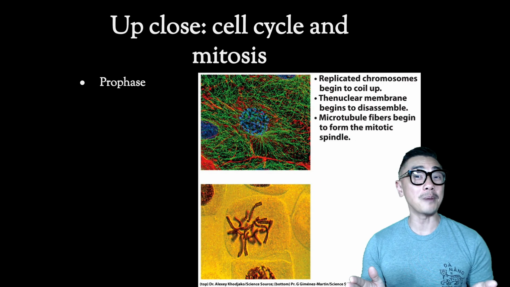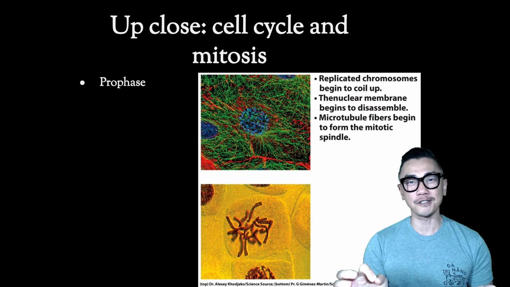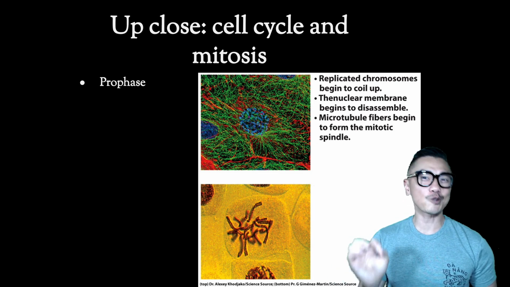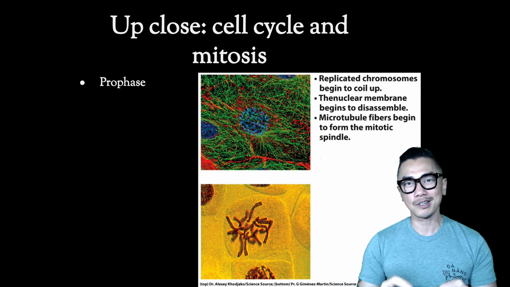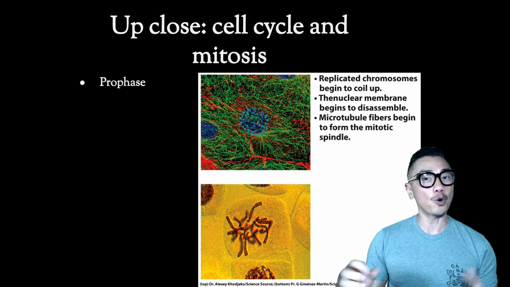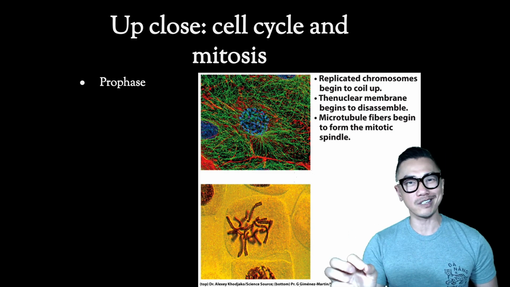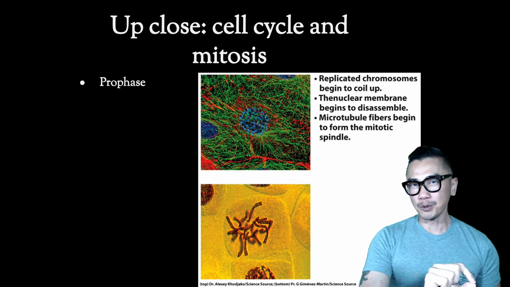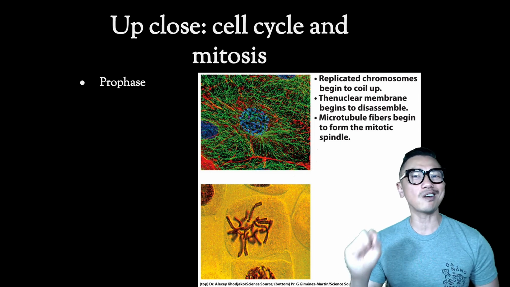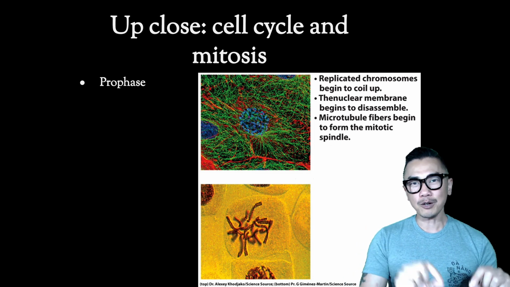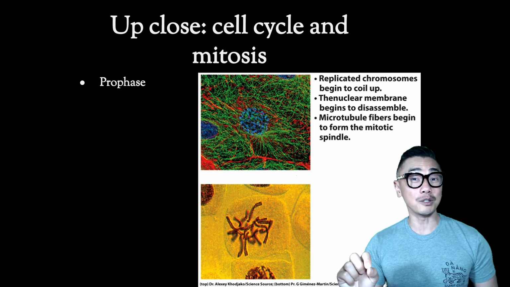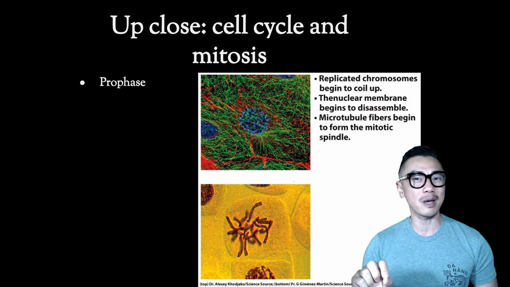The first stage of mitosis is called prophase. During prophase, the chromosomes will condense. The nuclear envelope or membrane will start to break down. Microtubules in the cell will form a mitotic spindle. The microtubules and the mitotic spindle will help the chromosomes separate later.